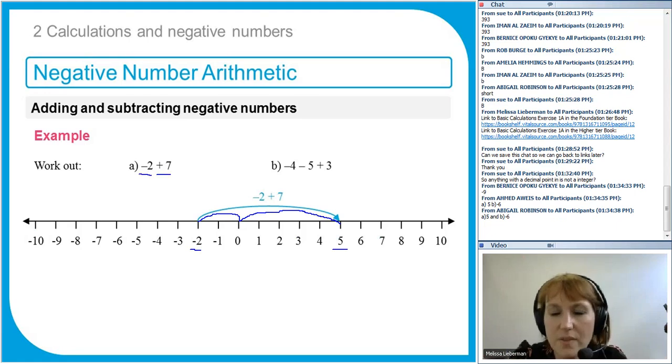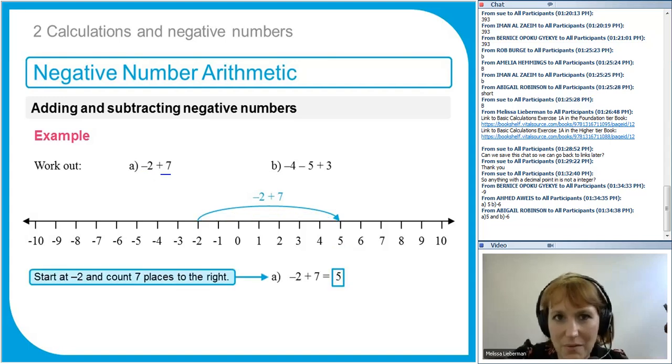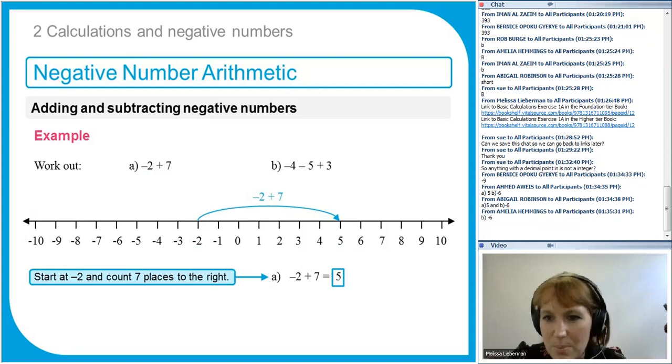Is that okay? There's some much more detailed examples of working with negative numbers on a number line on your GCSE 9-1 maths course page. If you go to the first section, whole numbers, in the negative number section, I put a whole load of really detailed video examples on there so that you can practice that. So yes, that's it. Start at -2, count 7 places up the number line, and you get to 5. Right, how about part B?